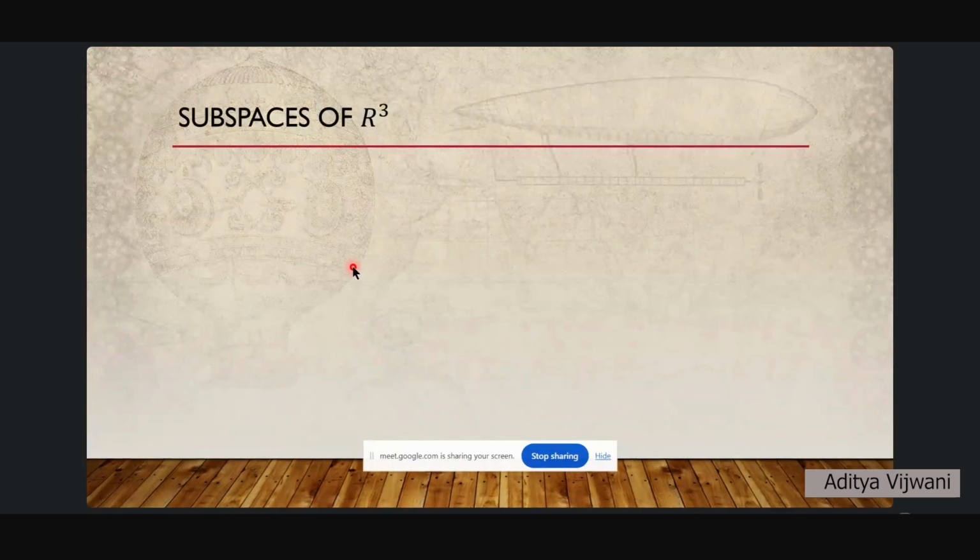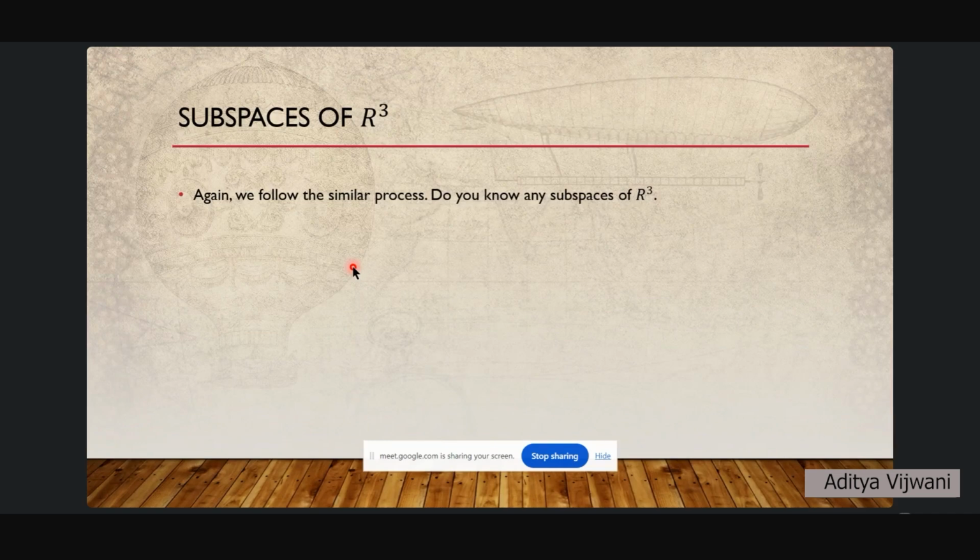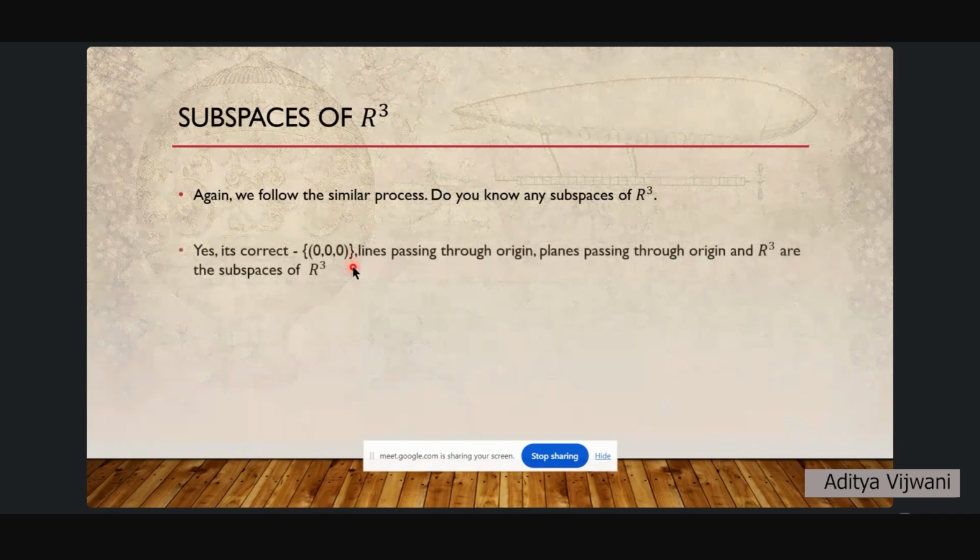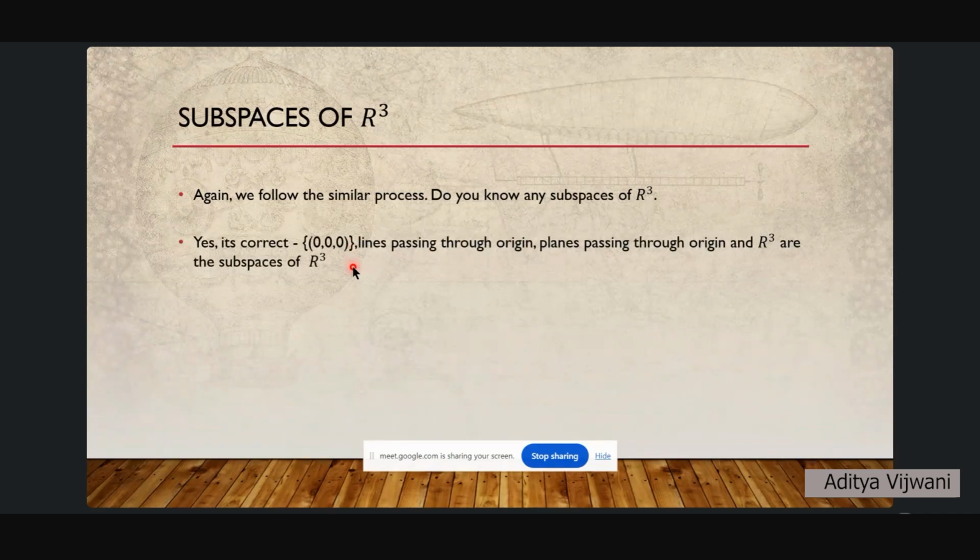Similarly, we go to subspaces of R3, which should be very easy on a similar basis. So again, can you tell me the subspaces of R3? Any subspaces you know? Zero once again. Yeah. So 0 will be one of them, and lines passing through origin, planes passing through origin, and the whole of R3. They'll be the subspaces of R3.